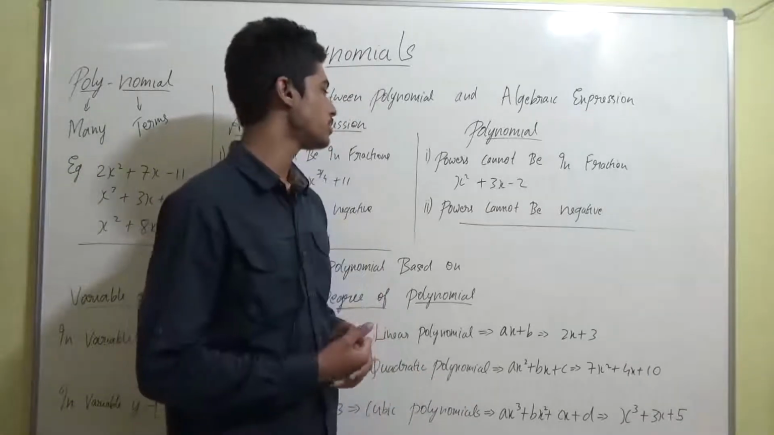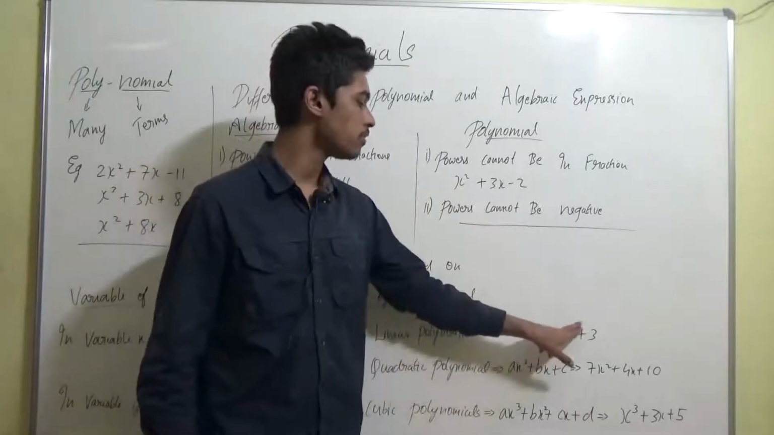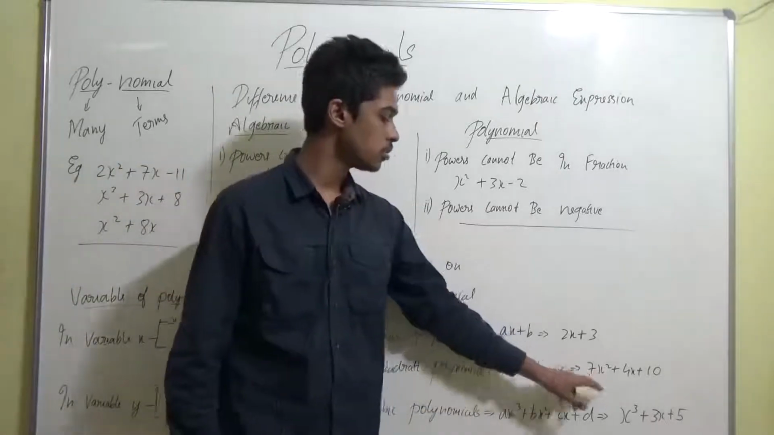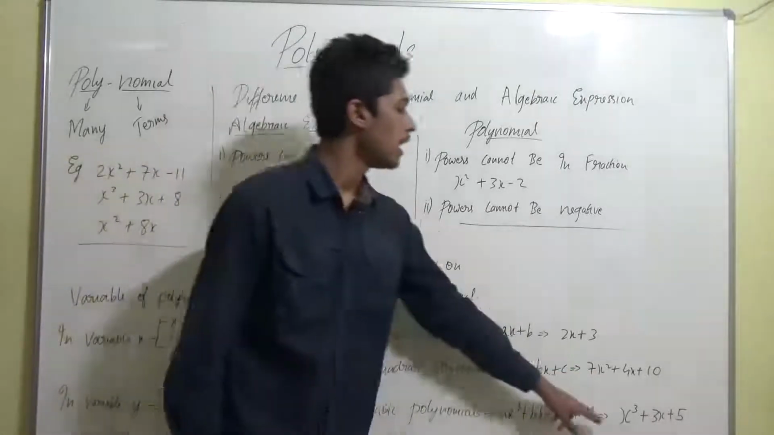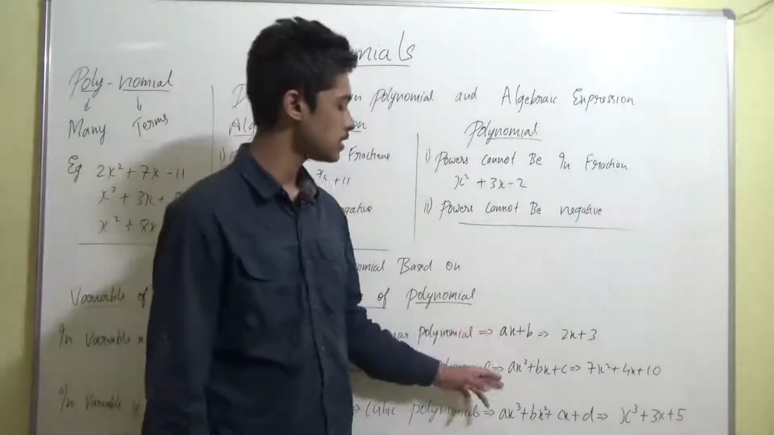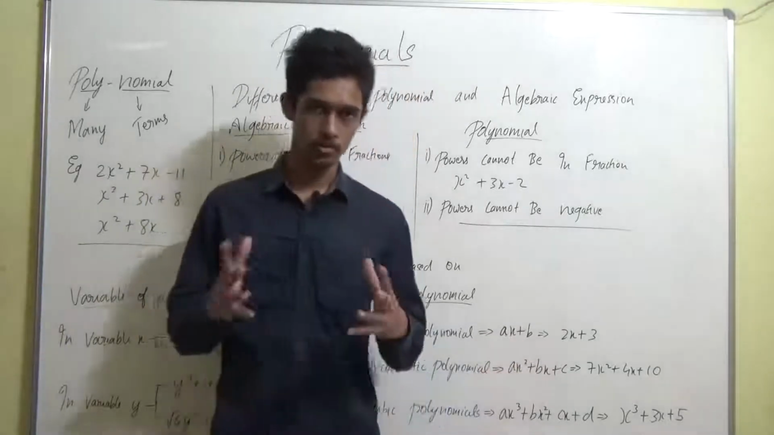So this is the classification based on powers guys. If the degree is 1, it's called a linear polynomial. If the degree is 2, it will be called a quadratic polynomial. And if the degree is 3, it will be called a cubic polynomial. These are the general forms of the linear, quadratic and cubic polynomial.